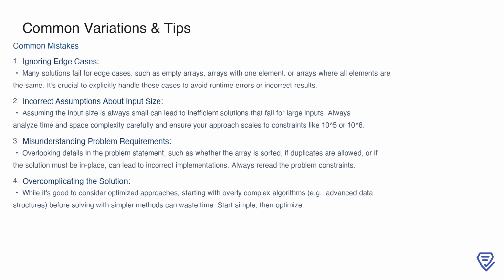Additionally, misunderstanding the problem requirements is a frequent pitfall. Make sure you carefully read the constraints, such as whether the array is already sorted, if duplicates are allowed, or if the solution must be in place. Finally, overcomplicating the solution can waste valuable time. It's often better to start with a simple, clear approach and refine it incrementally, rather than jumping straight to complex algorithms or data structures unnecessarily.